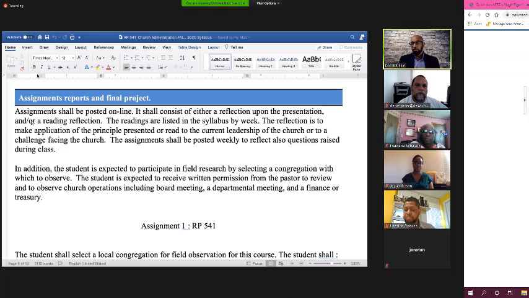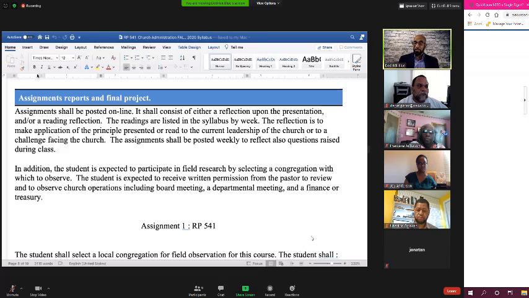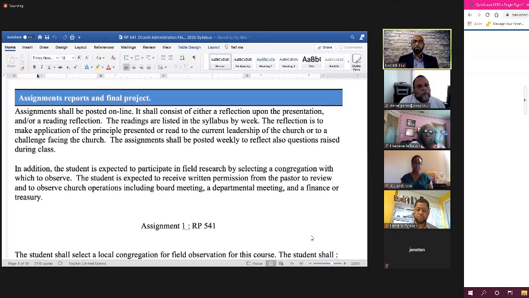So I want you to learn how to see your congregations through fresh eyes, to look at them slightly differently, to be able to reassess them and to assess what is going on in those congregations based upon some of the things that we talk about, some of the things that we read, and some of the things that we explore. Along the way, I'll be dropping some more course information in as we go along.